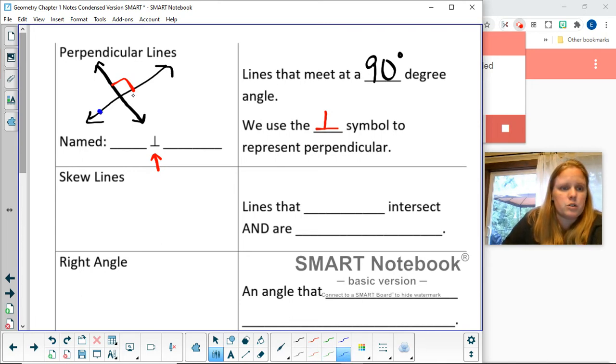We're going to name these 2 so we can write that mathematical sentence. So again, I'm just going to use A, B, C, D. Makes it easy. So these are lines because I had arrows on both ends. Line AB is perpendicular to line CD.